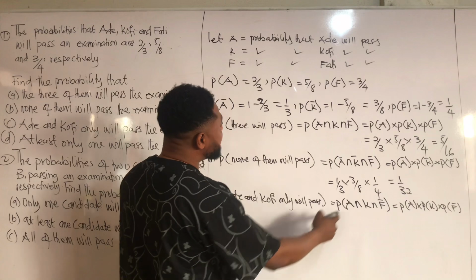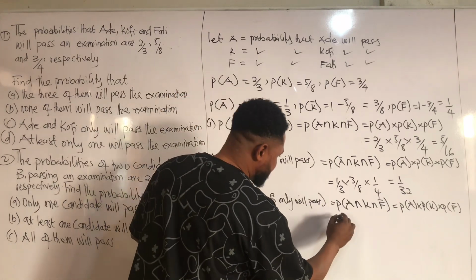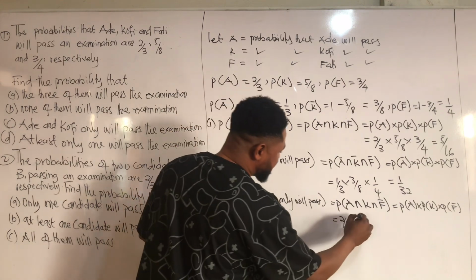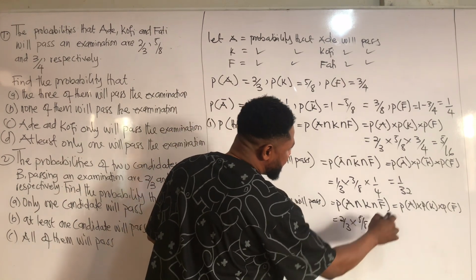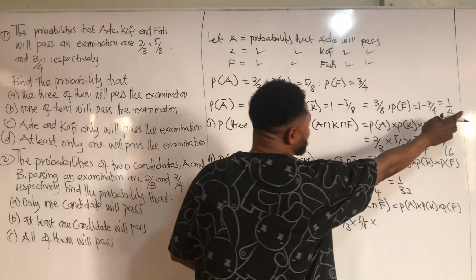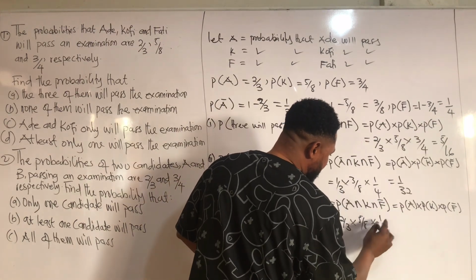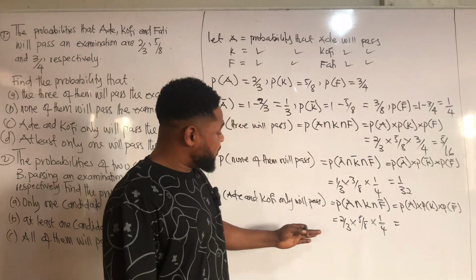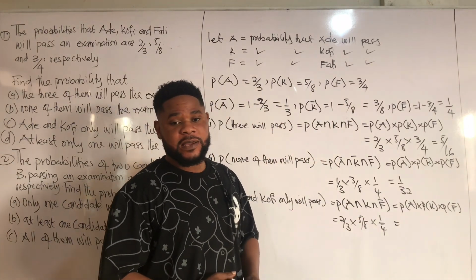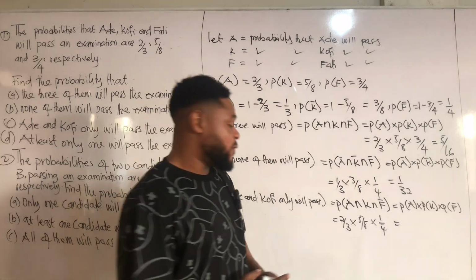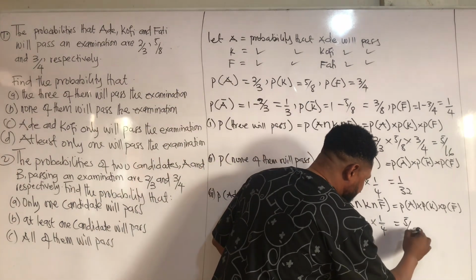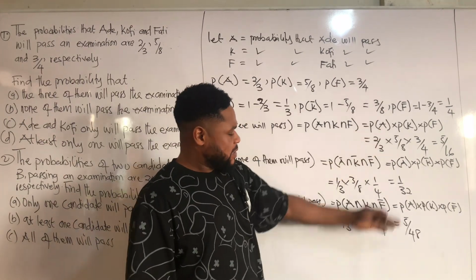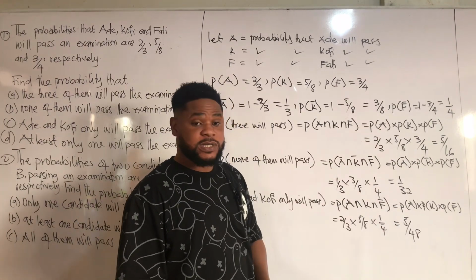And we'll go ahead. Ade will pass is 2 over 3. All right. Kofi will pass 5 over 8. And Fatih will fail. That is what we calculate here as 1 over 4. All right. So then we are also going to fix this into our calculator, and that will give us 5 over 48. 5 over 48. You can also type, student, to check whether the answers correspond to what is on the board.